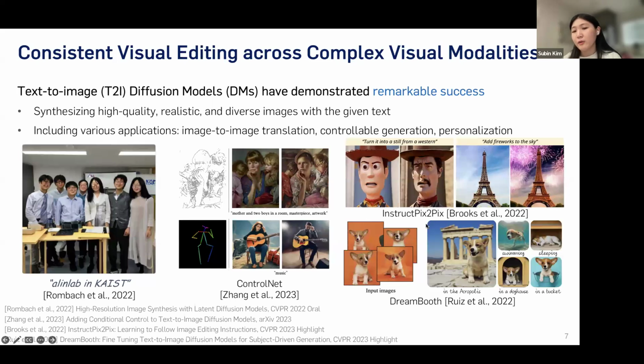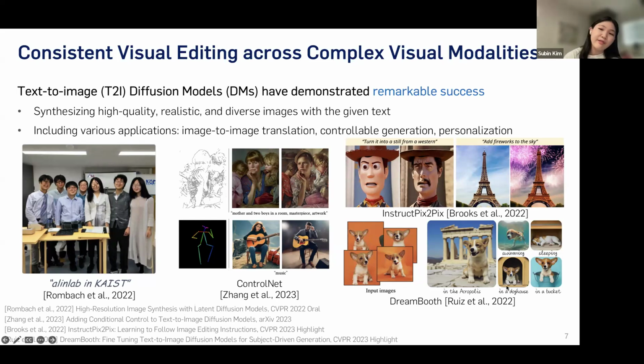The other application is personalization. Instead of just generating random images with a given prompt, we can personalize our model. When we have a few good images of corgis, we can make the diffusion model learn the concept of our input images. So we can put our corgi in the Acropolis, or my corgi is swimming and sleeping, or in a bucket, or in a doghouse.